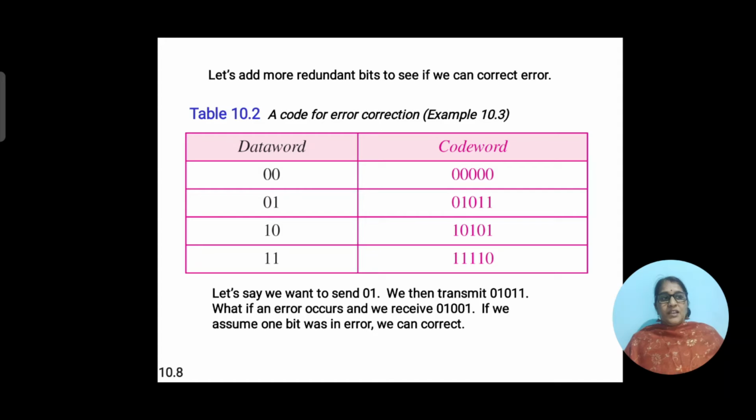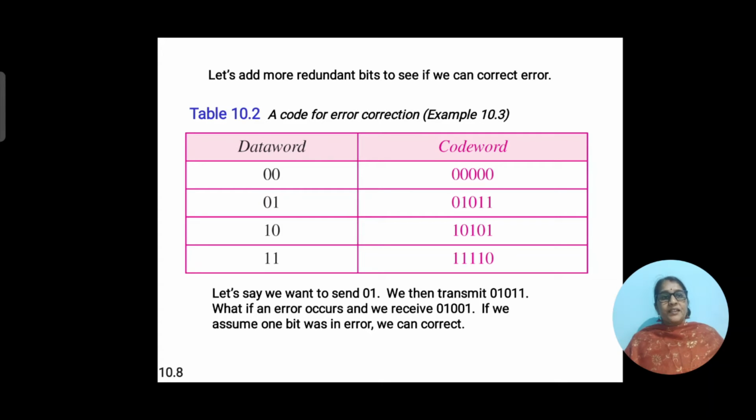Let's say we want to send 01, we then transmit 01011. What if an error occurs and we receive 01001? If we assume one bit was in error, we can correct it.